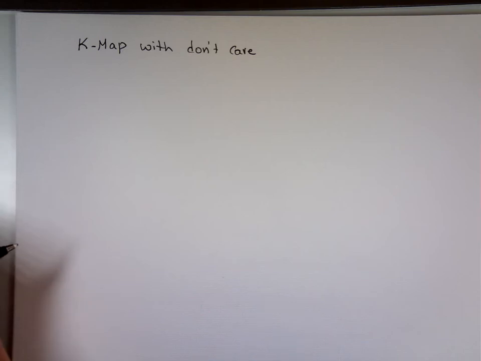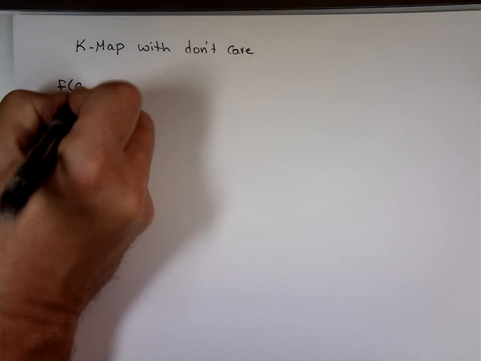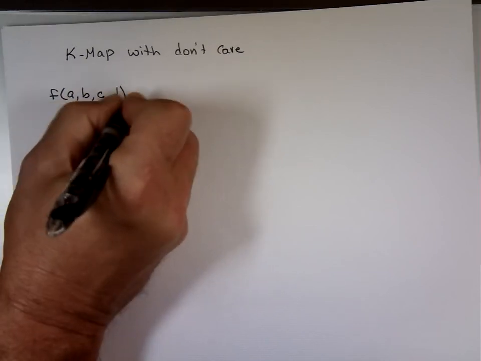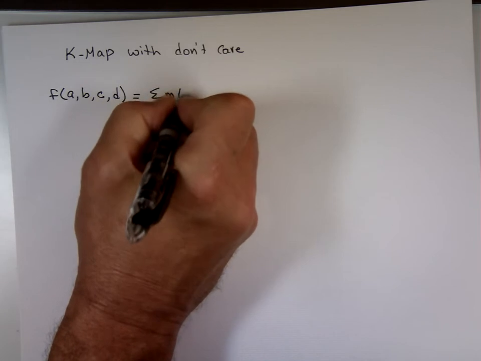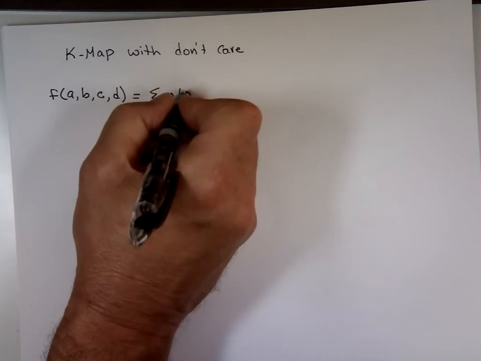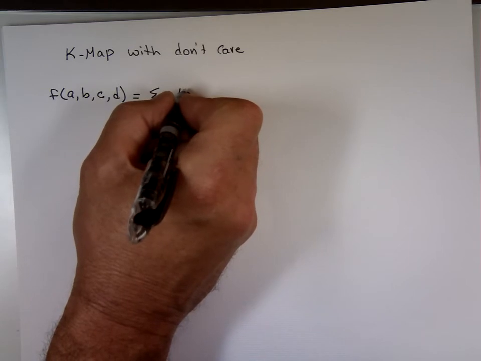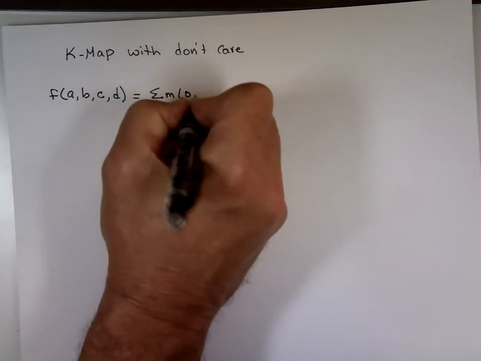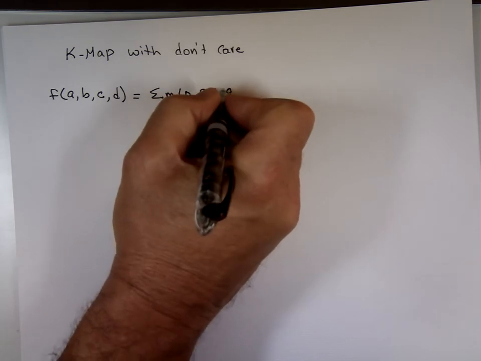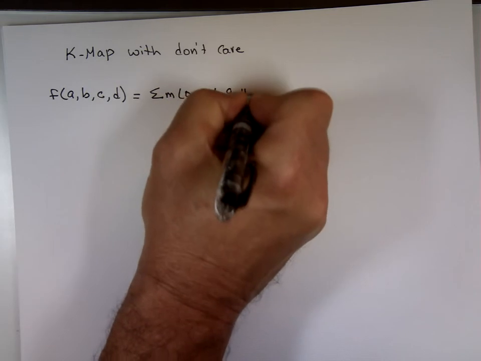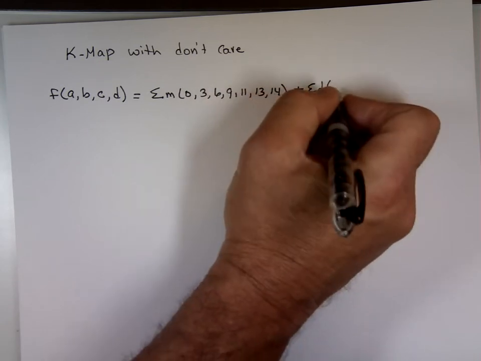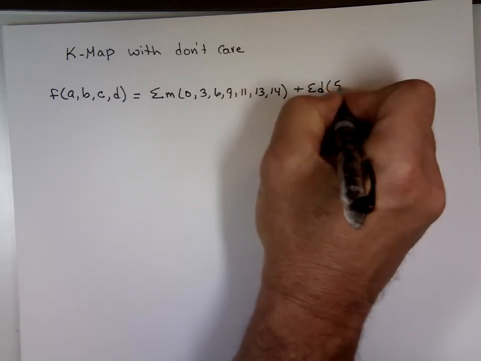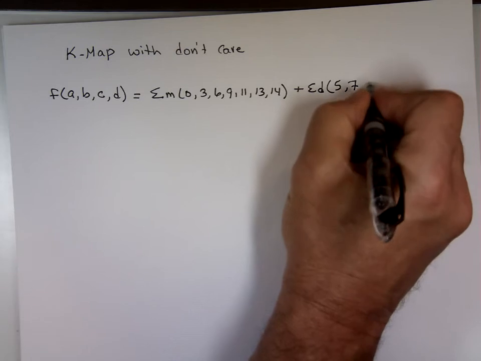Let's take this expression. F of A, B, C, D equals the summation of 0, 3, 6, 9, 11, 13, 14, plus some don't care, sum of D, that's the don't care, at 5, 7, 10, and 12.